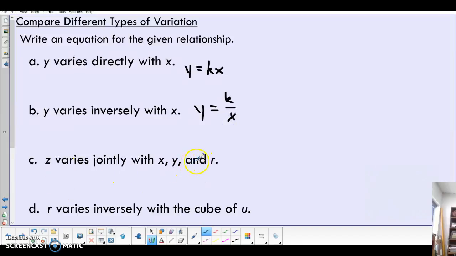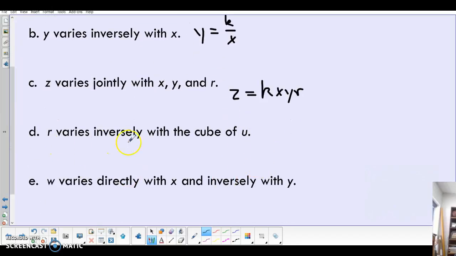Z varies jointly with X, Y, and R. Right? All those written next to each other means multiplication. R varies inversely with the cube of U. So inversely means my constant is being divided by something. The cube of U would be U cubed, or U to the third power.